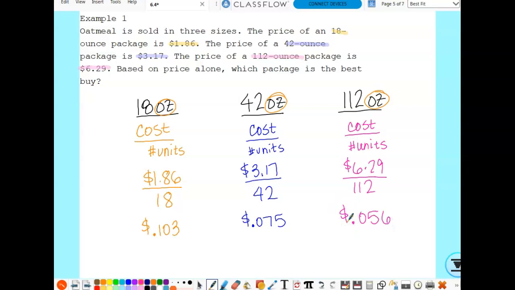If you get confused and have a hard time figuring out which one is the cheapest, just imagine each of these numbers without the decimal point. This one would be 103, this one would be 75, and this one would be 56. So the 112-ounce container is the cheapest one.